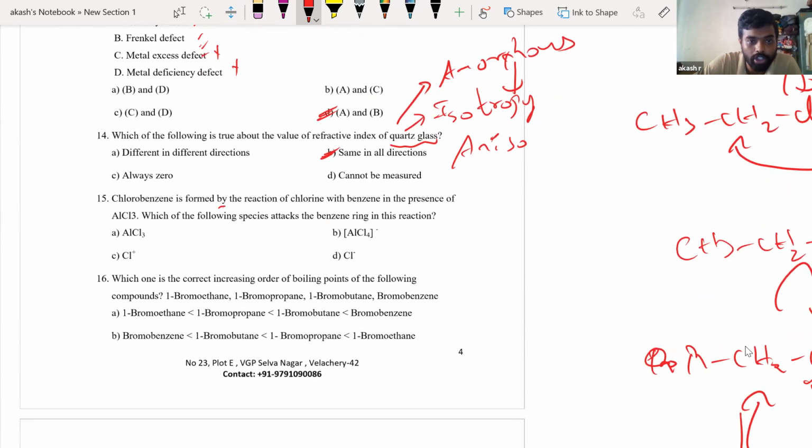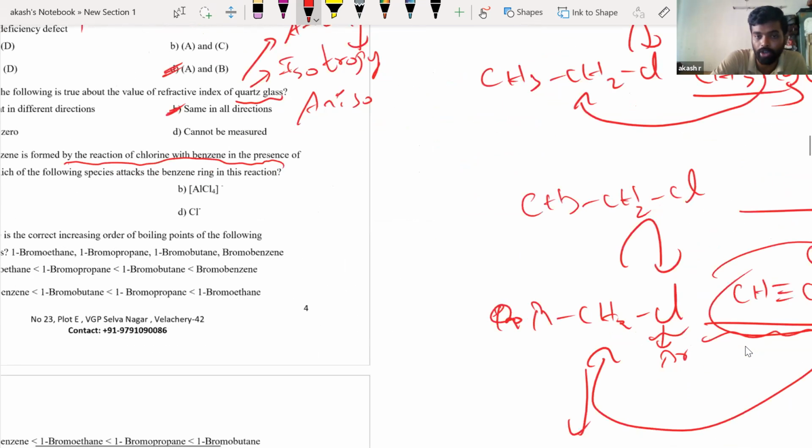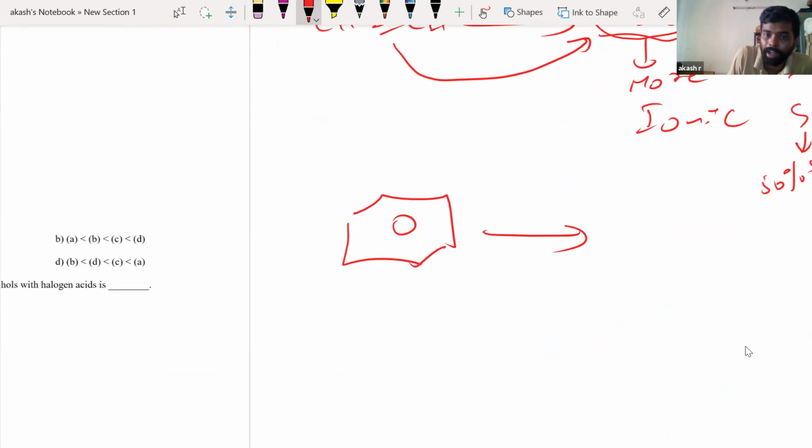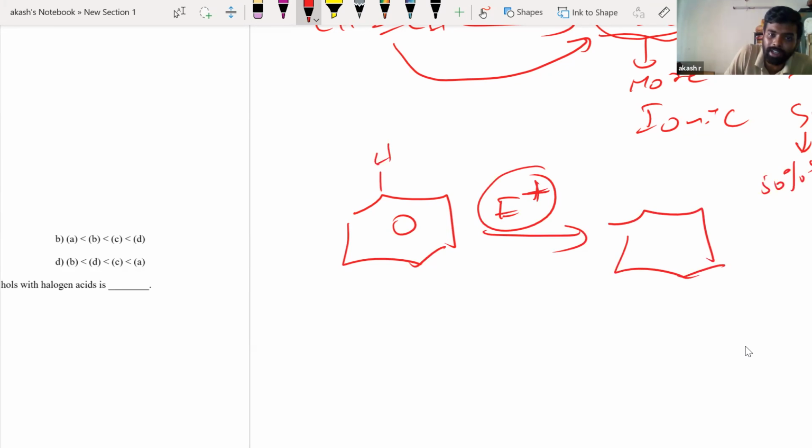Chlorobenzene is formed by the reaction of chlorine with benzene in the presence of AlCl3. Which of the following species attacks the benzene ring? Very good question. For this, you need to know the mechanism of electrophilic substitution of benzene. Now look at this, people. I have benzene. Somehow I have to create an electrophile that is having a positive charge, and I have a hydrogen that will be replaced with this E. So I am going to get the E here.